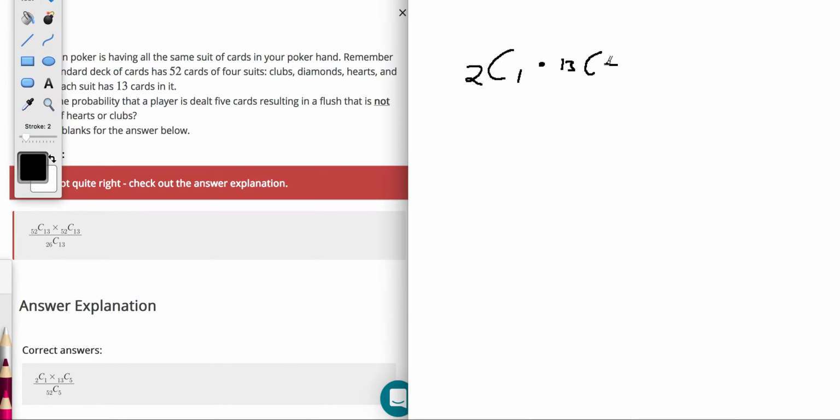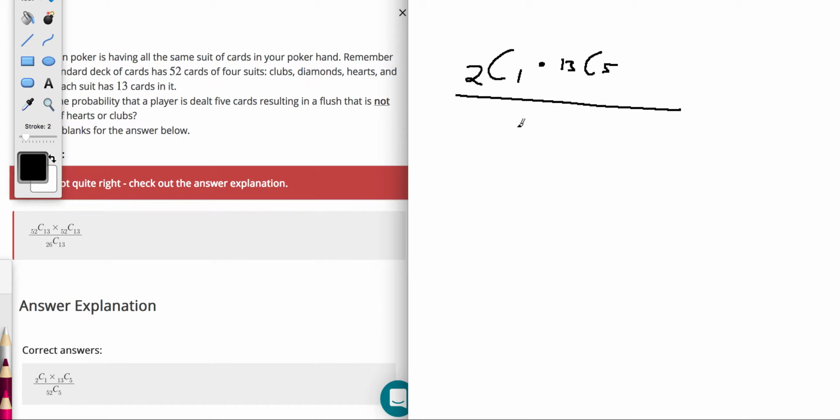Choose 5. Because this first part represents the number of ways of getting the 2 suits that meet this condition. There's 2 suits. Choose one of them. And then once you've chosen the suit, there's 13 cards in that suit, and we need to choose 5 of them to get a flush. So this represents the number of ways you can get a flush if you're only dealing with one type of suit. There's a number of different ways of choosing the suits that they're talking about.